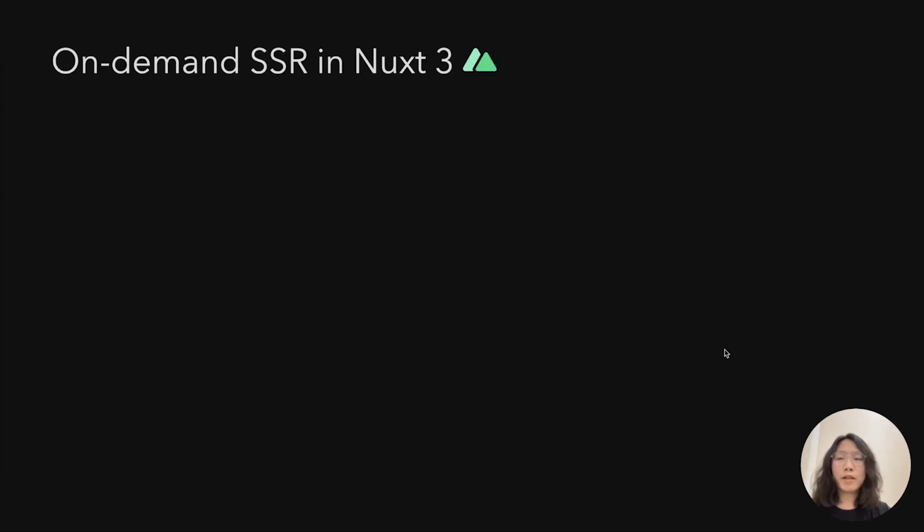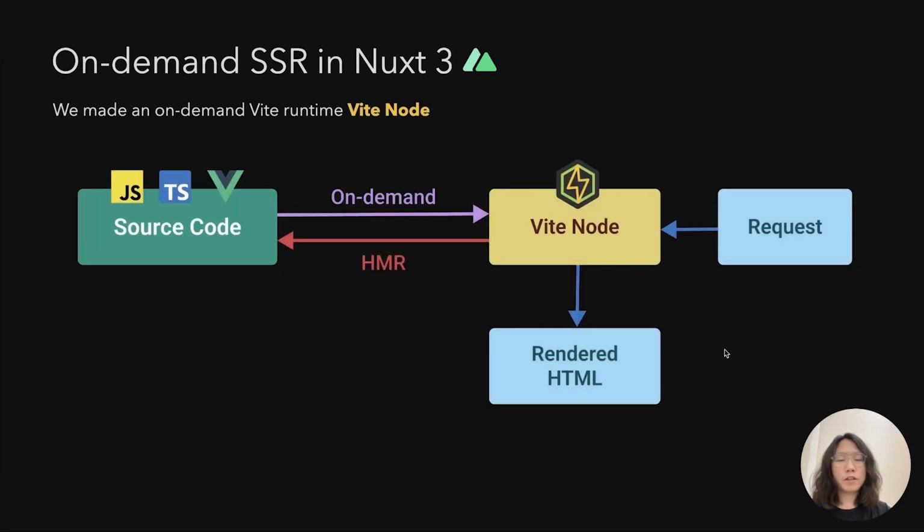In Nuxt 3, we implement on-demand server-side rendering for Vite by introducing a new Vite runtime called Vite Node. Instead of bundling the entire app, Vite Node directly uses the transform result from the Vite server and executes them on demand. It also makes hot module replacement possible by only re-executing the changed modules. This results in Nuxt having 10 to 50 times faster performance in development, depending on the scale of the project. About the technical details of this, you can refer to my blog post linked below.